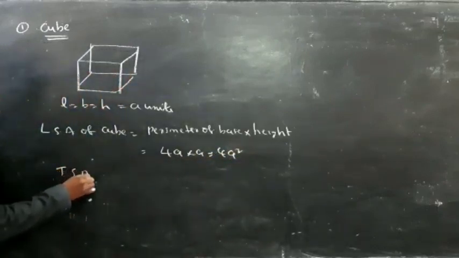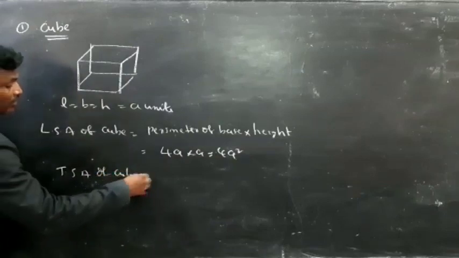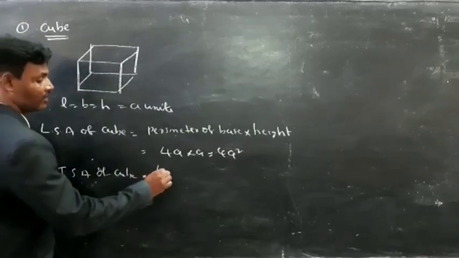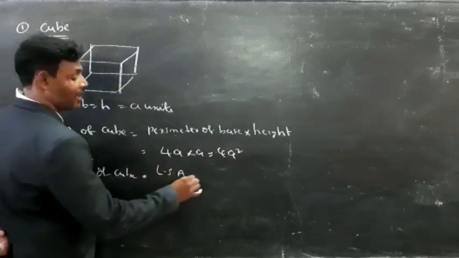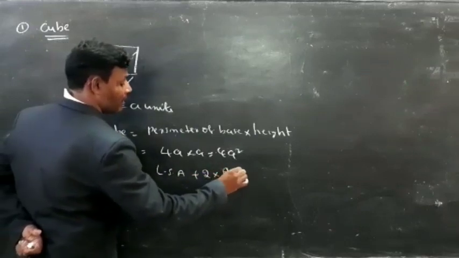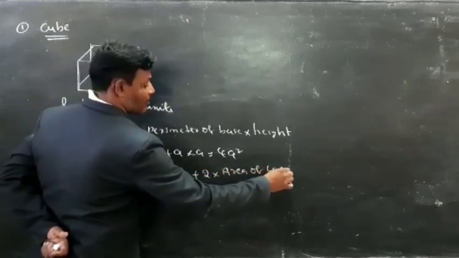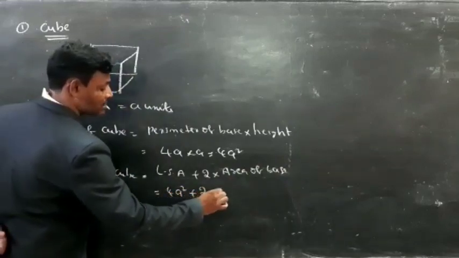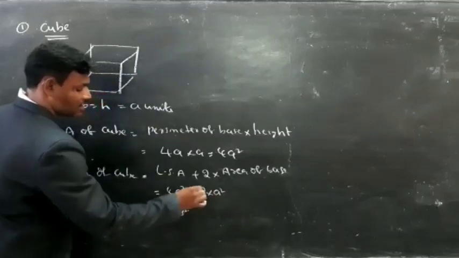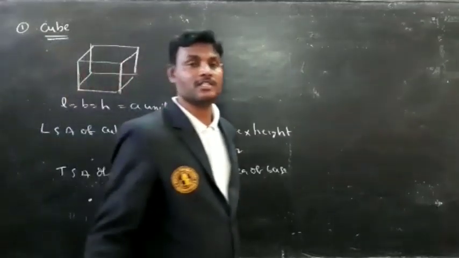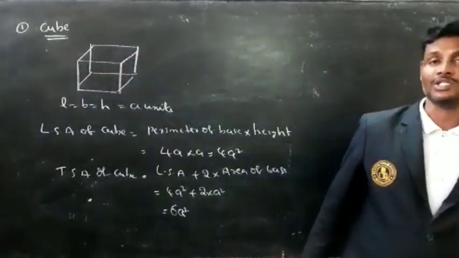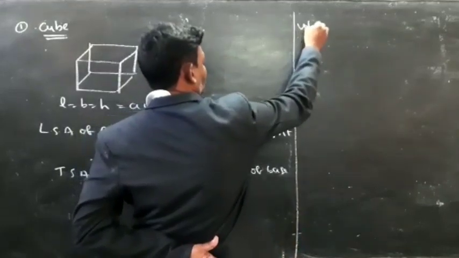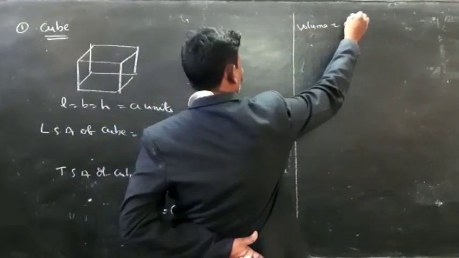Similarly, I need total surface area of cube. To find the total surface area, what is the formula? Lateral surface area plus 2 into area of base. It means 4a square plus 2 into a square is equal to 6a square. So the total surface area of the cube is 6a square. Next, volume is equal to a cube.